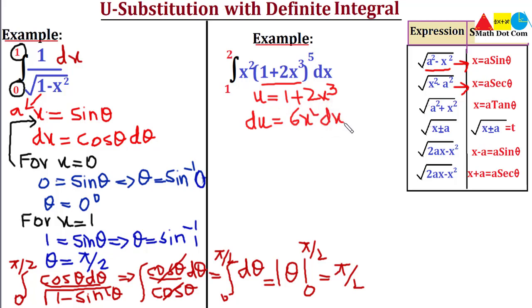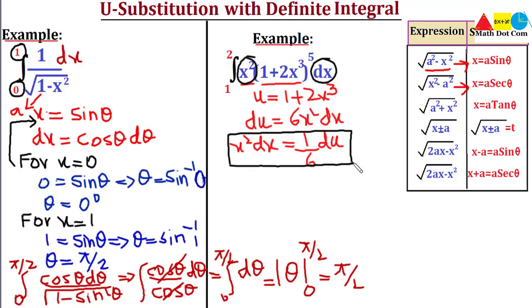So we have the x square here, and we can make it 6x square by dividing by 6, and that's it, it will be easier. So if I write x square dx on one side, and move the 6 to the other side, I get 1 over 6 du. It means we have to replace this dx and this x square by this, so it will be easier to solve.